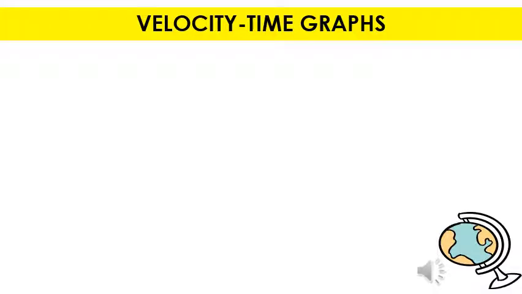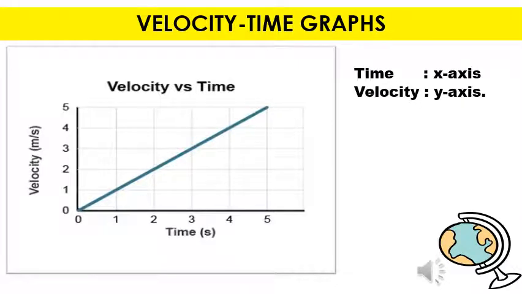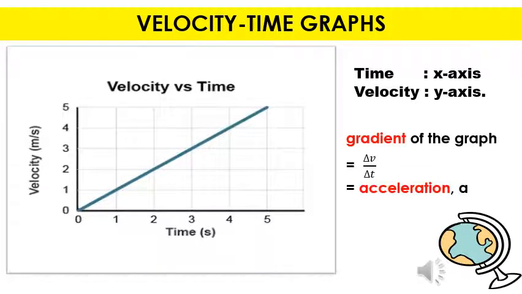Velocity versus time graph. The velocity time graph, with the y-axis denoting velocity and the x-axis denoting time, is as shown in the figure. The gradient of a velocity time graph is the change in velocity divided by the time taken. It is equal to the magnitude of the acceleration.